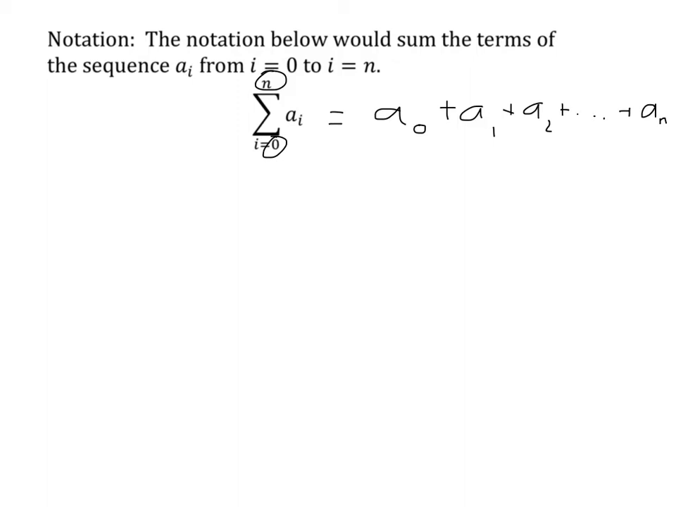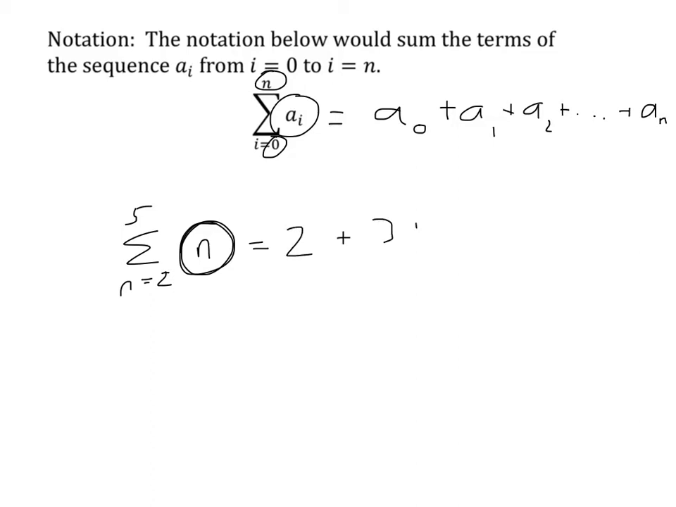As a very simple example, if I asked you to do the sum n equals 2 to 5 of n, it would mean use the sequence n. So not even a sub i this time, just the sequence n. So we would take 2 plus 3 plus 4 plus 5, and if we sum those up, we'll end up with 14.